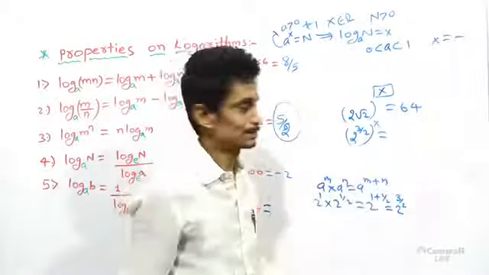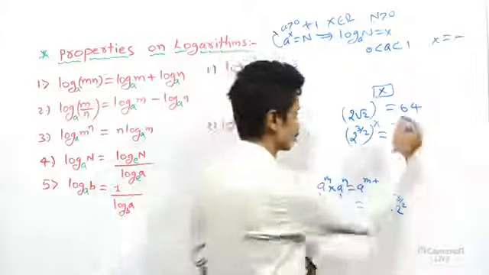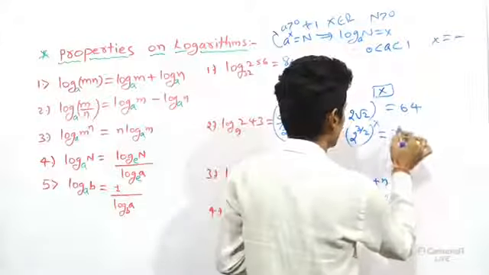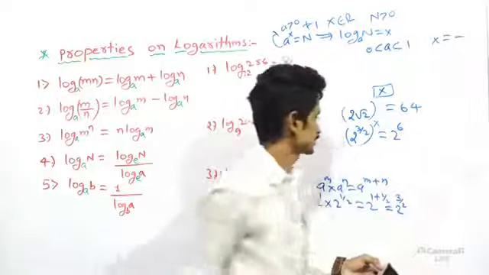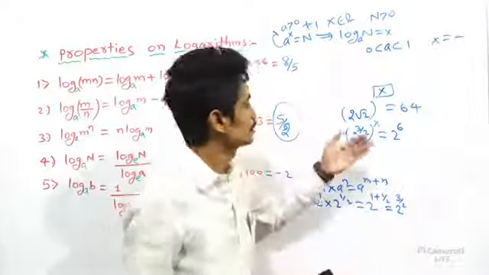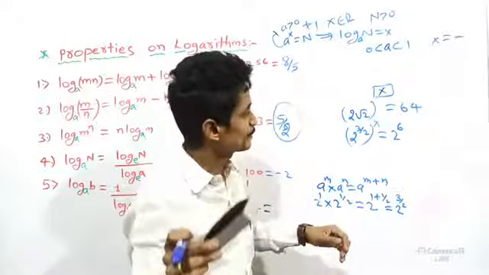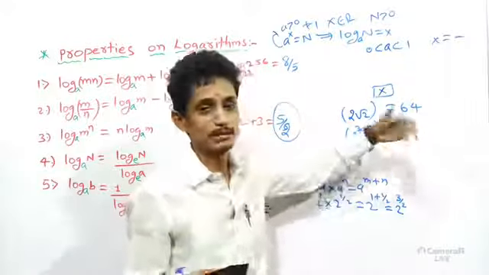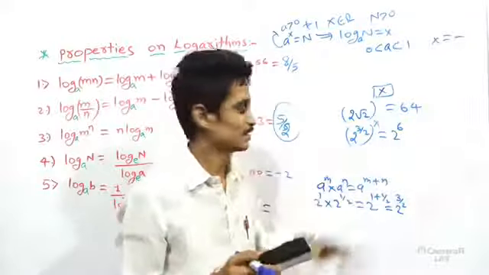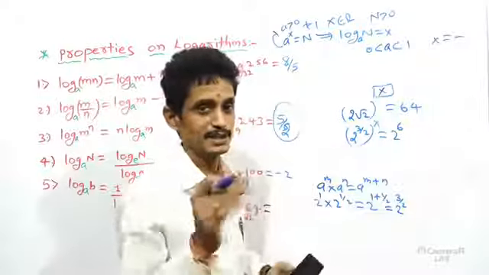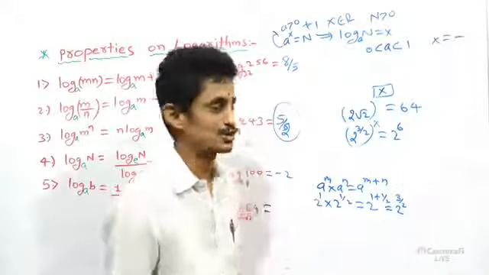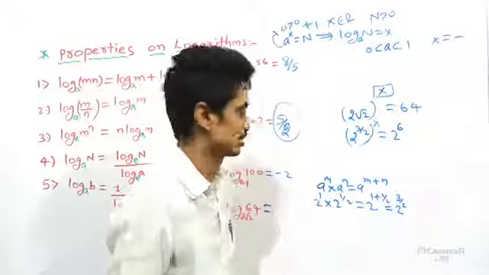64 I can easily express with the base 2. Everyone knows that. That is 2 power 6. Students, you should know that numbers should be expressed in exponential form. If you are poor in representing numbers in exponential form, it is a little bit difficult for this type of problem. Get ready to express numbers in exponential form. As much as possible, learn that.